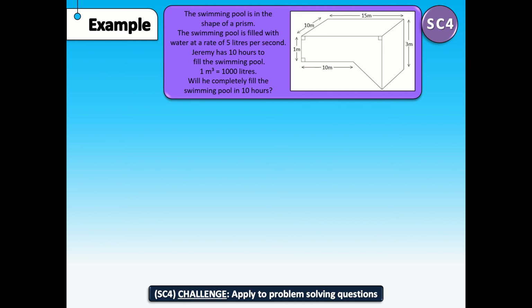So we need to work out the volume of this prism first of all, and we do that by finding the area of the front face. So if I split it up into a rectangle and a triangle, the area of the rectangle is 15 meters squared, and the area of the triangle will be 5 meters squared. So that's a total area, if I add 15 and 5 together and times by how far it goes back, so times by 10.